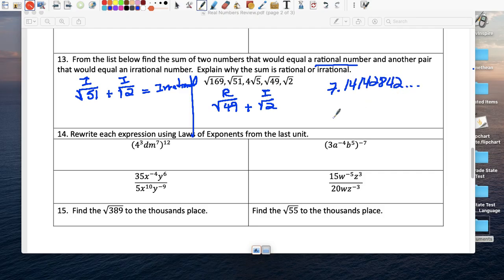7.1414284 dot dot dot. Right, so it's a number that goes on forever and ever, does not repeat, so it's irrational. Plus the square root of 2. Let me just line it up. So it's 1.4142135 dot dot dot. Now, what do you think is going to happen when you add these 2 numbers in a decimal format? Well, first of all, I can't write square root of 51 as a fraction or as a ratio of 2 integers. And I can't write square root of 2 again as a fraction or a ratio of 2 integers. So I change it to a decimal.